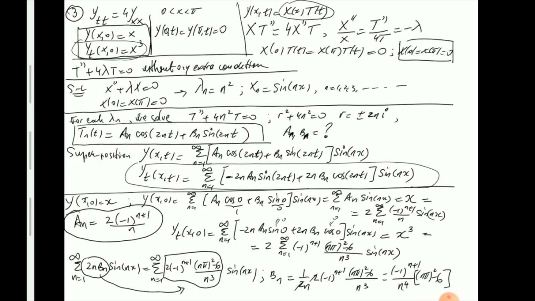So remember that the 2n comes from the derivative, right? It's just the chain rule when you took partial t. So I hope it's clear.